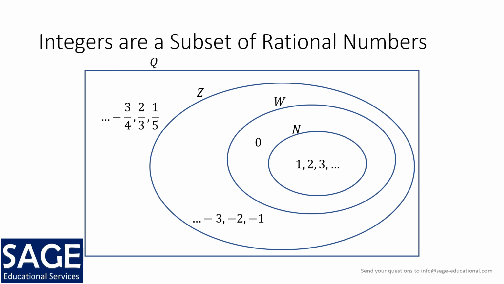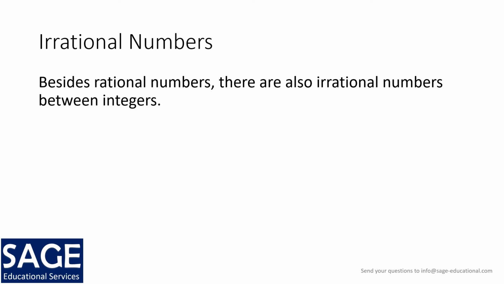Now here's our set so far. In the innermost circle you see the natural numbers. That's the smallest set of numbers. Next we have whole numbers. Outside whole numbers we have integers, and outside of integers we have our rational numbers. Now rational numbers are numbers that can be written as fractions. There are, however, some numbers which cannot be written as fractions. Those numbers are called irrational numbers.